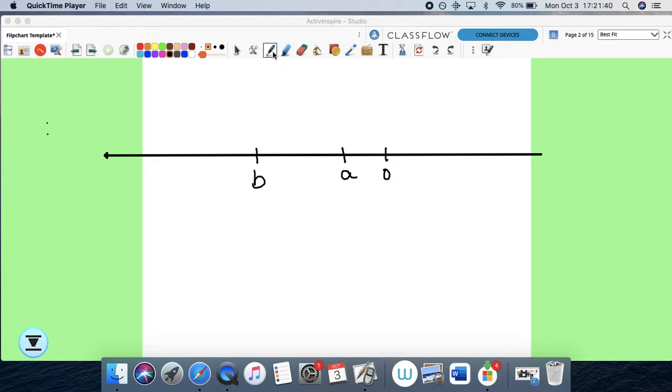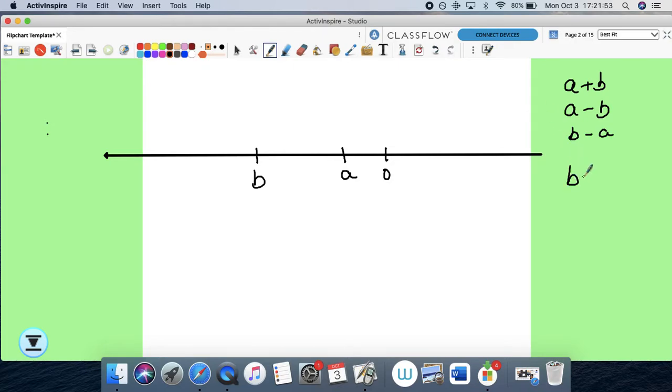So there are three locations I was asking you to do for this first one: a plus b, a minus b, and b minus a. First thing I want to do is identify what b is and a is. So in this case, b is a negative number, and a is also a negative. So let's focus on the first one, a plus b. They're both negative, so it's a negative plus another negative.